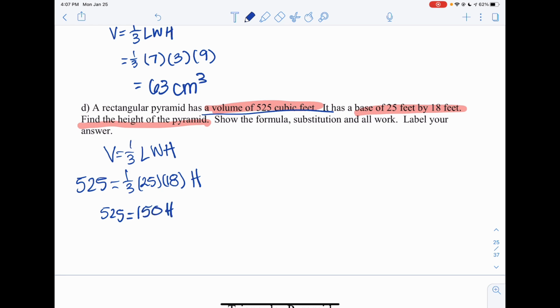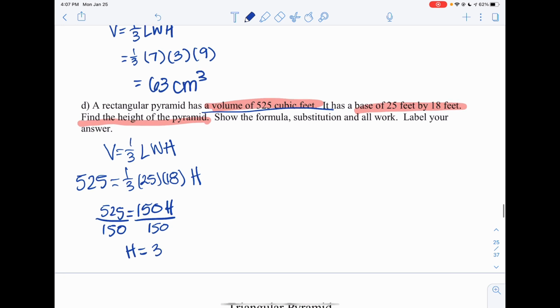Now, once again, I have a coefficient of 150 and a variable right next to it. And if I have to get that variable by itself, I am going to divide by 150 on both sides. So that gives me that h is equal to 3.5 feet. Okay, no cubic feet.